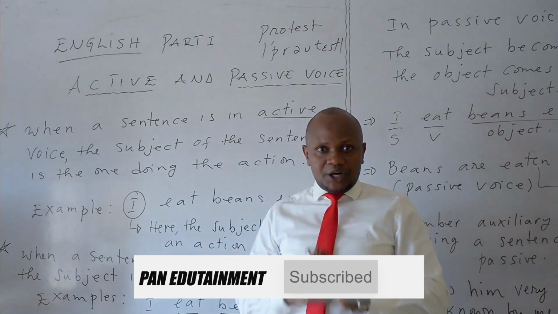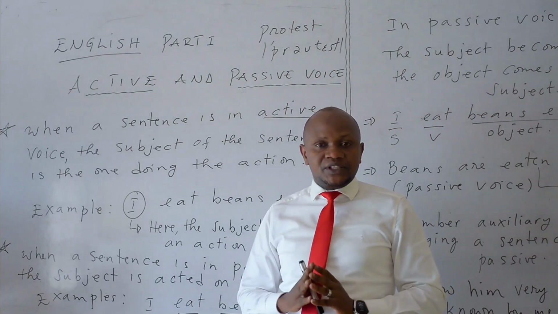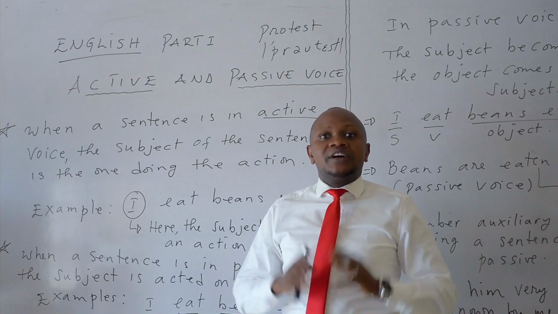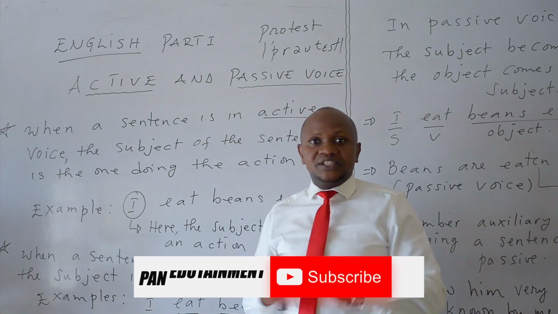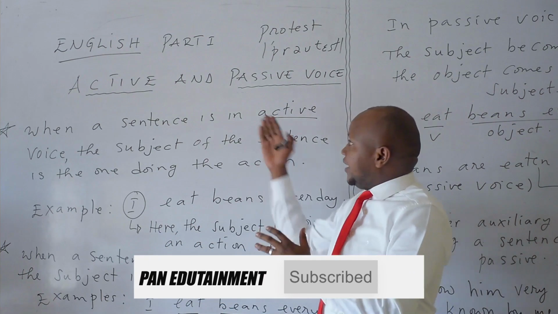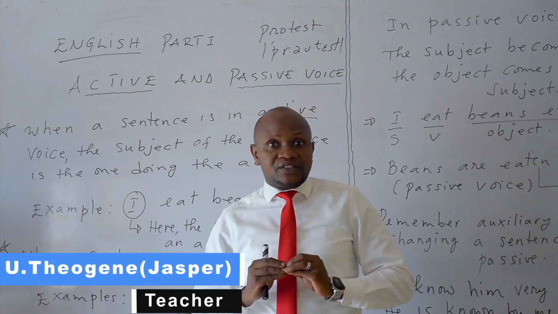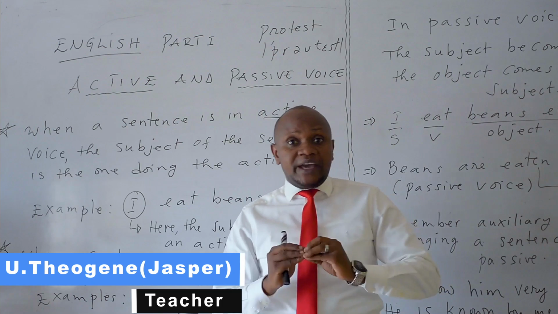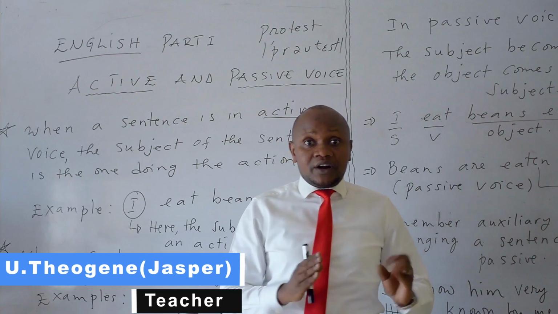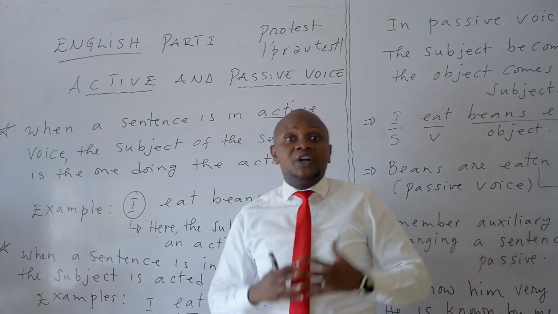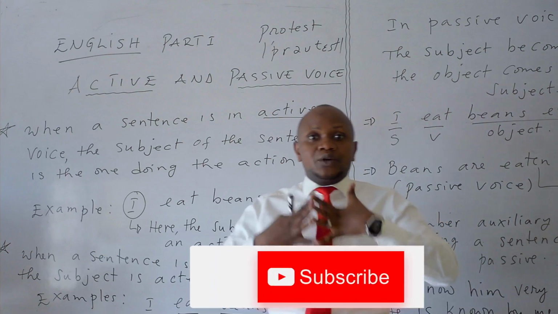This is the new chapter on pan-edutainment. This chapter is going to help you get your English very well. The English that you need is there. We are going to learn how to use active and passive voice in sentences, how to make an active sentence or a passive sentence. Be together with me. I am teacher Jasper. We are going to learn this lesson very well.